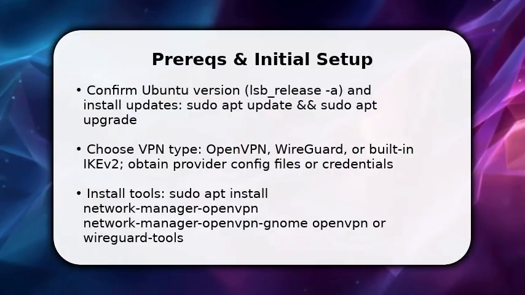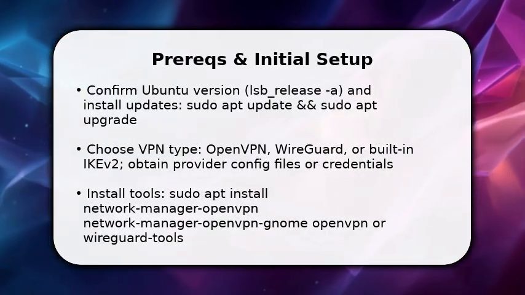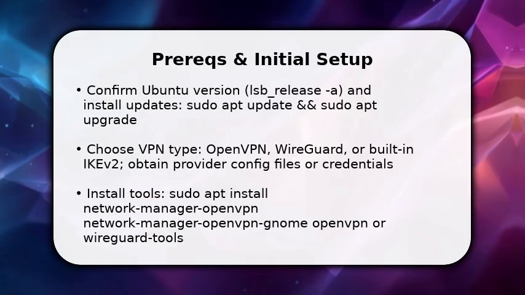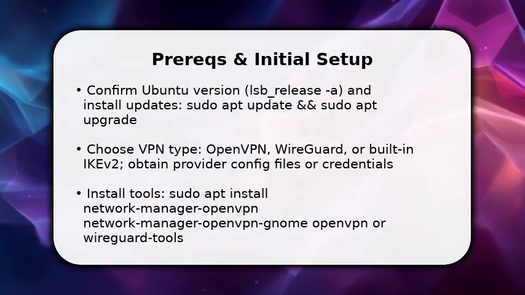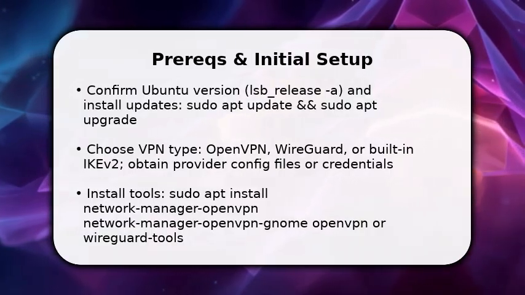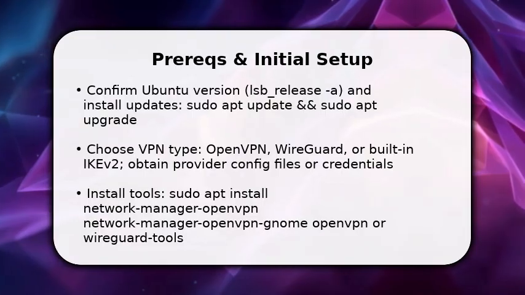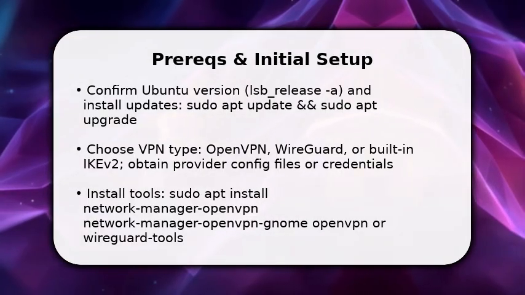You start by confirming your Ubuntu release and installing system updates so dependencies match. This prevents protocol mismatches. Once done, decide whether you'll use OpenVPN, WireGuard, or IKEv2. Each balances speed and security differently. Make sure you have the provider's OpenVPN file or WireGuard keys, and your username/password.